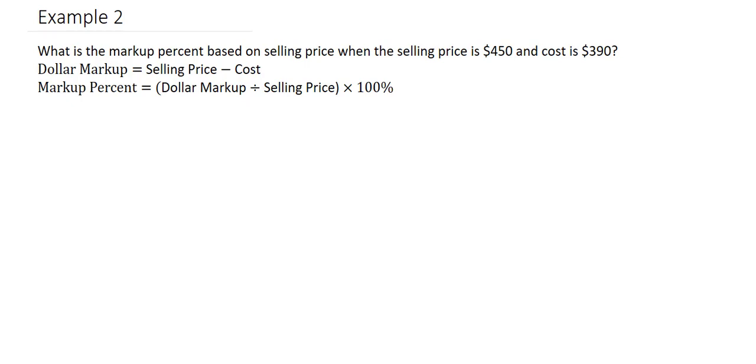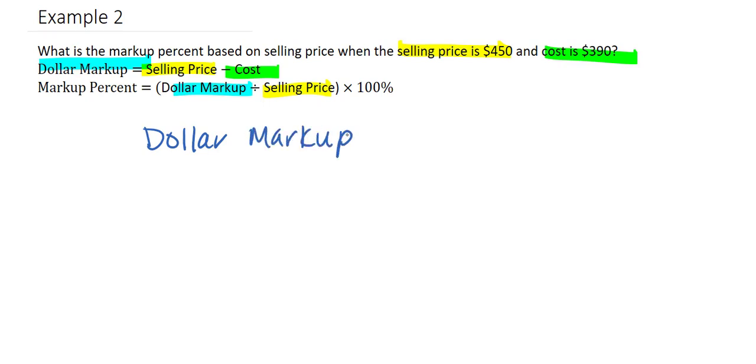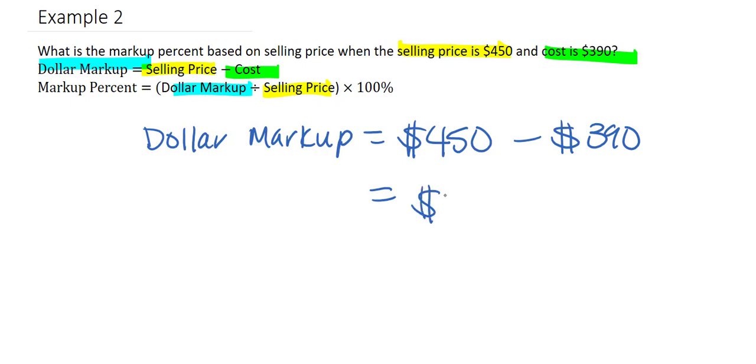Example 2: what is the markup percent based on the selling price when the selling price is $450 and the cost is $390? So we have the selling price, which will go in there, we have the cost, and we have our dollar markup. Let's first solve for dollar markup. We're going to go $450, because that's our selling price, minus the cost. Well, that's just $60.